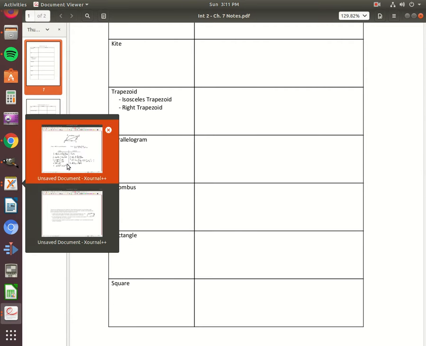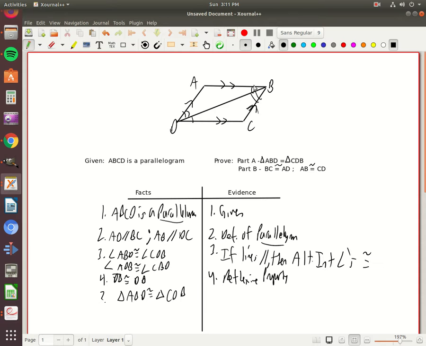Actually, I'm not going to go to my note page. I'm going to go here because look what I've proven. I have proven that DB is congruent to DB. So now I have angle, side, angle. I can say, this is my step 5, triangle ABD is congruent to triangle CBD. I know that because of angle, side, angle congruence. So that's the first thing I wanted to prove.